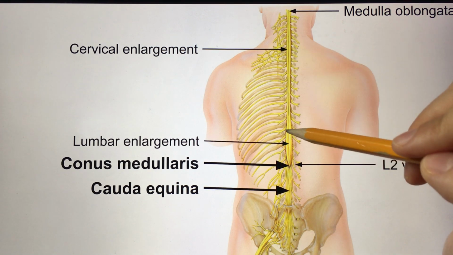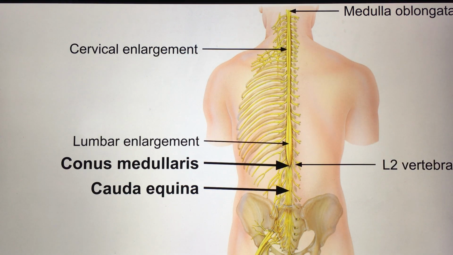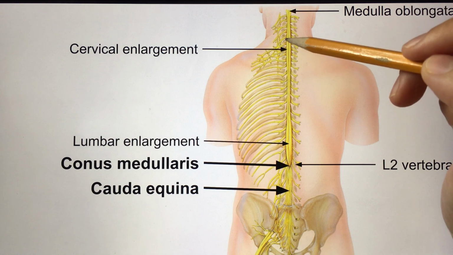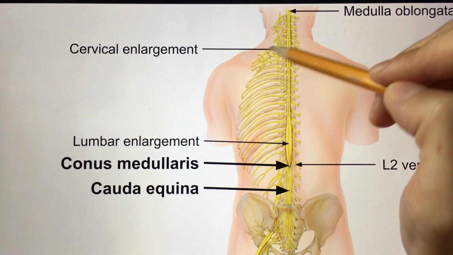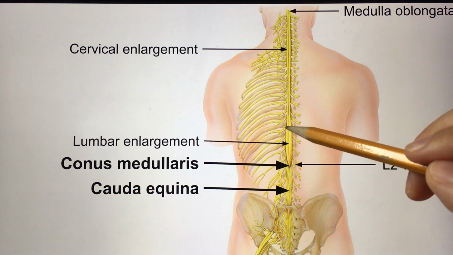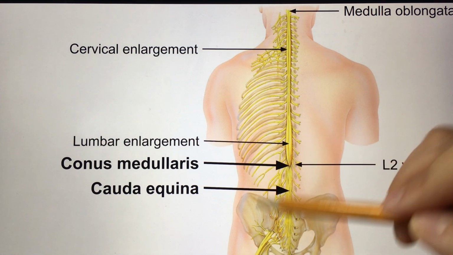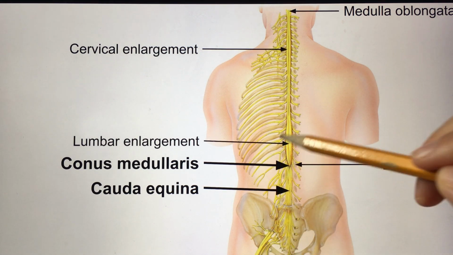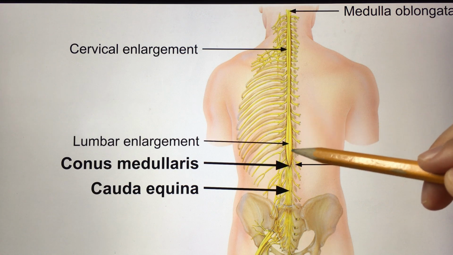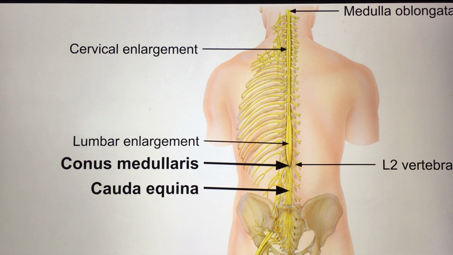These two areas are where the most nerves connect to the spinal cord. In the cervical enlargement, the arm nerves connect to the spinal cord, and at the lumbar enlargement, the leg nerves connect to the spinal cord. The leg nerves are bigger, so the lumbar enlargement is bigger than the cervical enlargement.